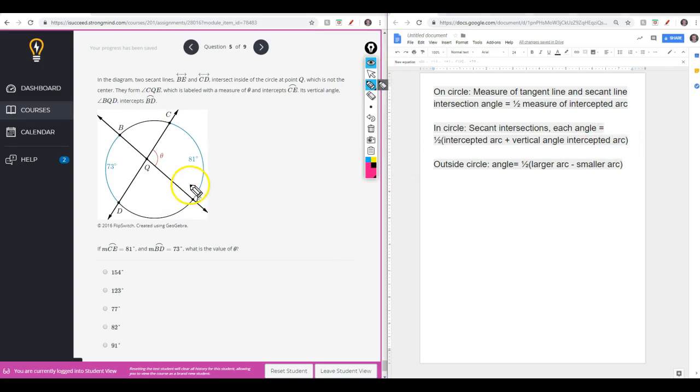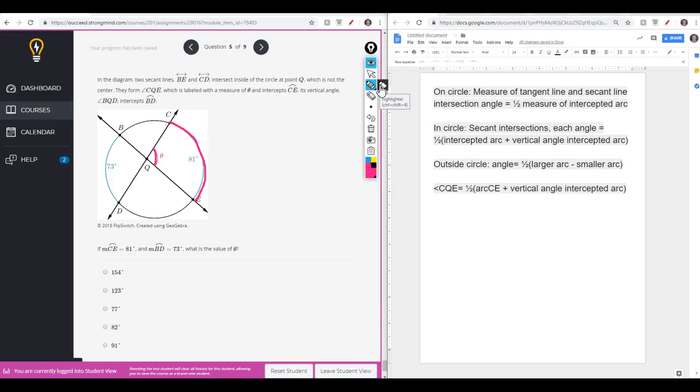So the first thing we're going to do is identify what angles we're going to be using. They give us these intercepted arcs of CE, and they also labeled this angle as theta. So using this, we know that we're looking for our angle CQE. We know that half of its intercepted arc, so this would be arc CE, and it says its vertical angle, which is angle BQD.